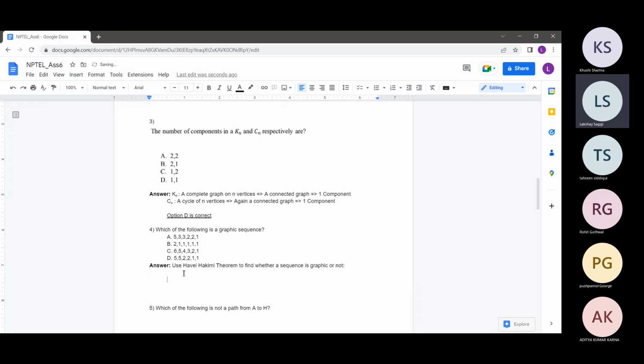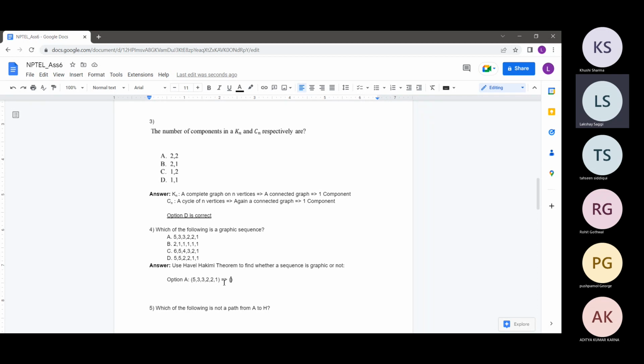So let's just go option by option to check which of the following sequences are graphic sequences. Let's try out the sequence in option A. Using the Havel-Hakimi theorem, we can make basically a series of sequences, if you understand what I mean. This was the first sequence which we need to find whether it is graphic or not. Using the Havel-Hakimi theorem, this can be converted to another sequence, and the question becomes whether that sequence is graphic or not.